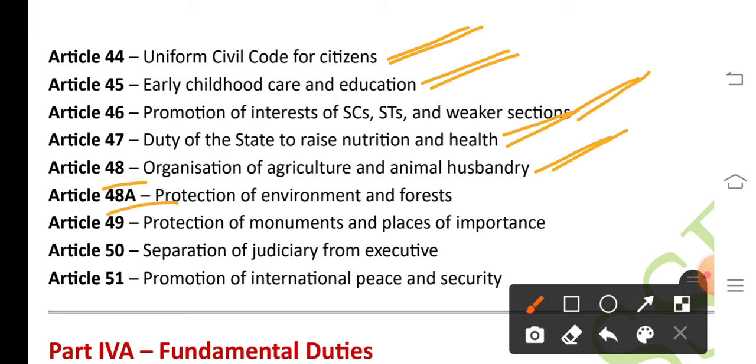48A, Protection of Environment and Forests. 49, Protection of Monuments and Places of Importance. 50, Separation of Judiciary from Executive. 51, Promotion of International Peace and Security.